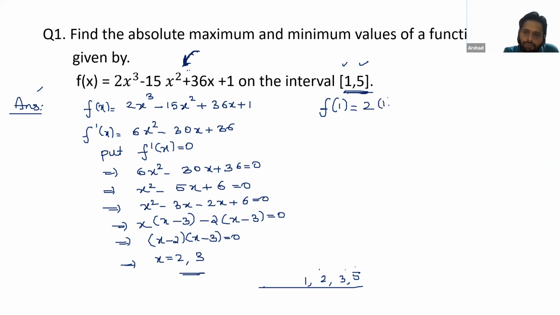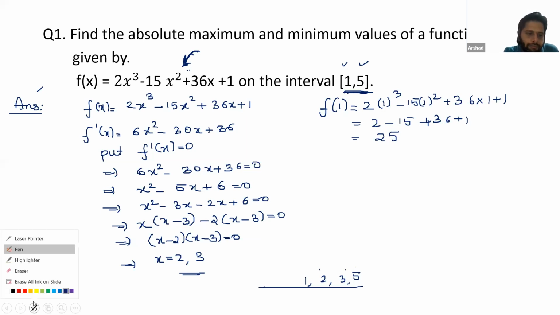Okay, just write it right here. 2 into 1 cube minus 15 into 1 square plus 36 into 1 plus 1. So this is 2 minus 15 plus 36 plus 1. So what will you get here? 39 minus this. So here you will get, I guess, 24. Okay, so here you get 24.